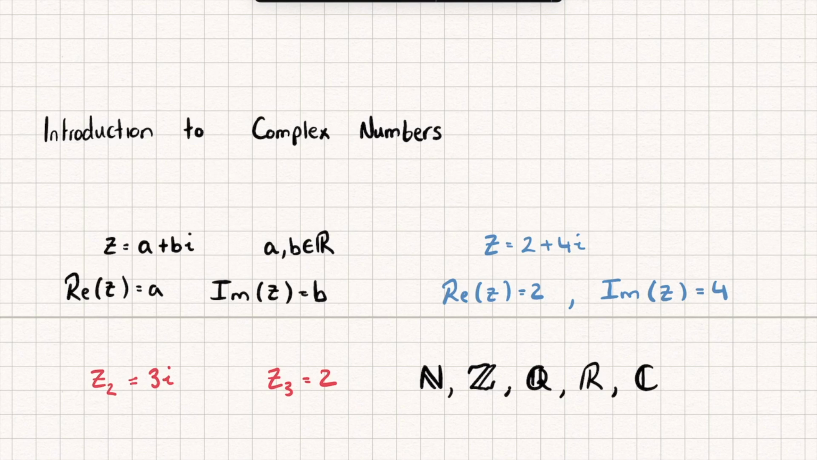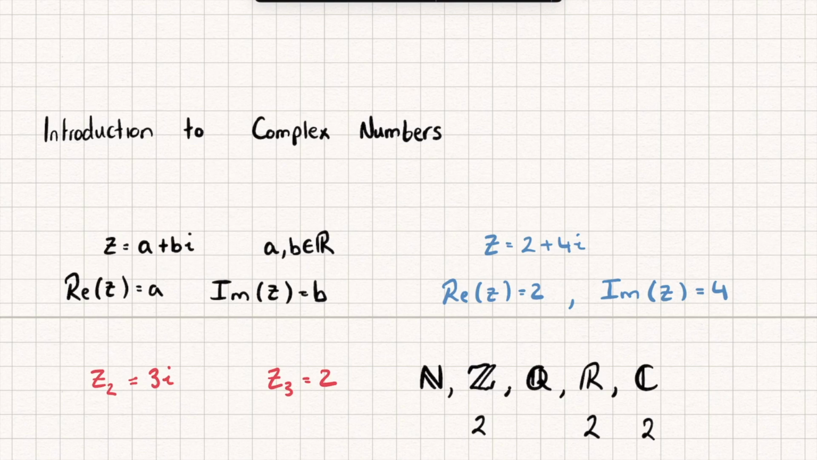So in the same way that, for example, 2 is a real number and it's also an integer, well, 2 is also a complex number. So hopefully that kind of makes sense as to why a complex number doesn't have to be of the form 2 plus 4i or something. It can just be 2, for example.